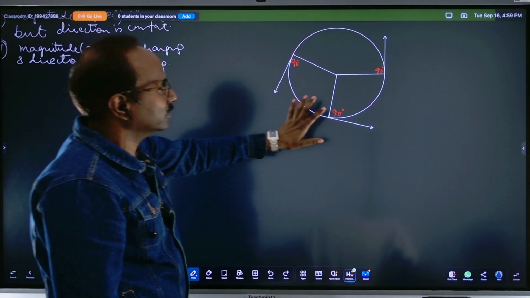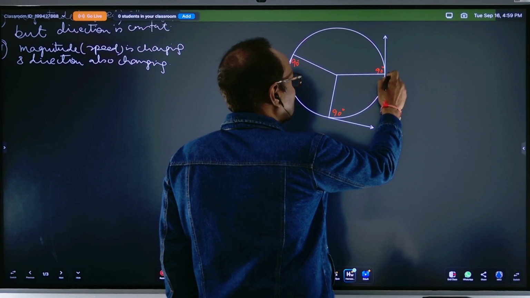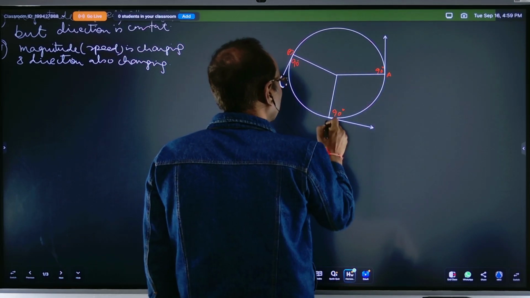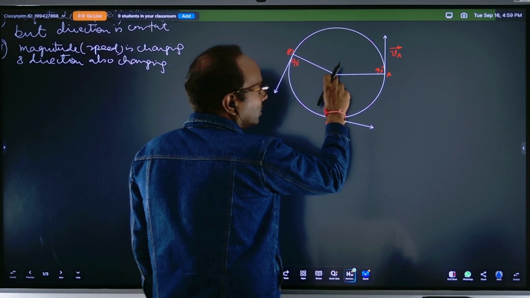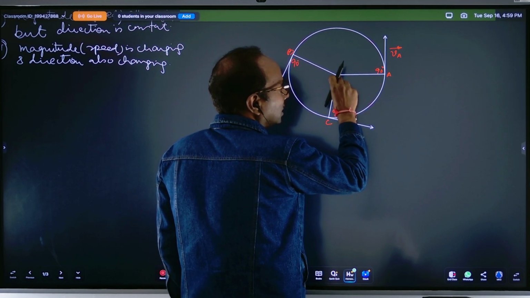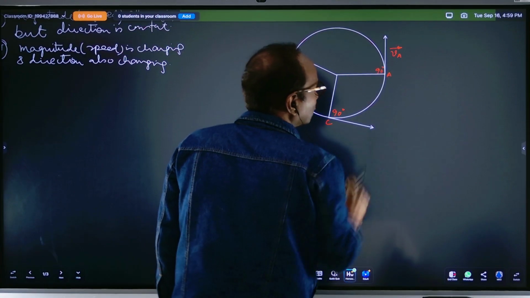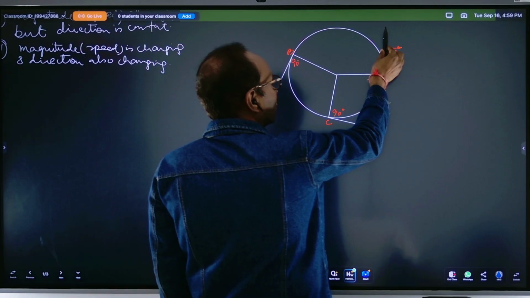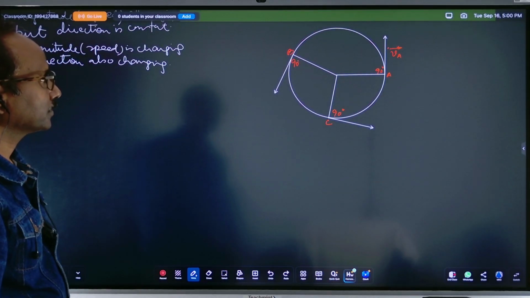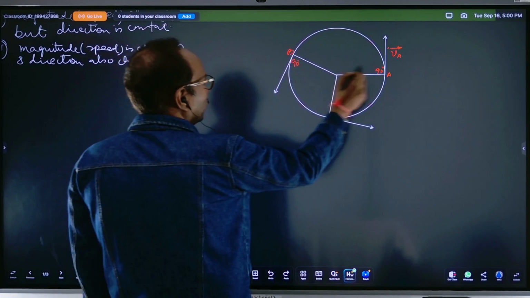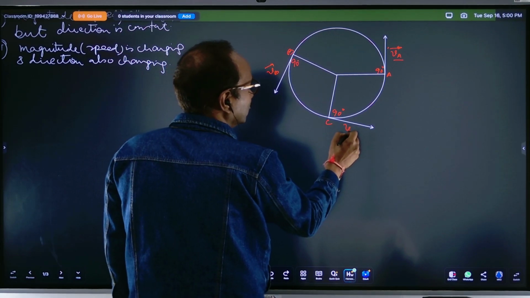So for a uniform circular motion, if you want to know the velocity at this instant, if we say at A, this point B, this point C, so VA, if you want to know, you will have to draw the straight line from the center of the circle to this point A, and on that you draw a perpendicular in the direction of the motion. So we can write here VA, here it is VB, here it is VC.